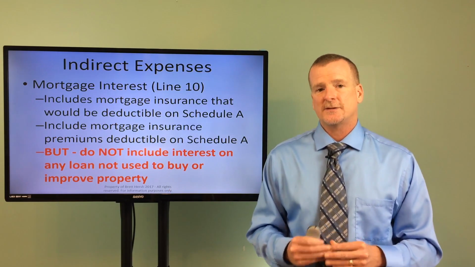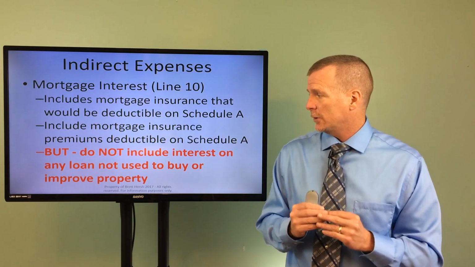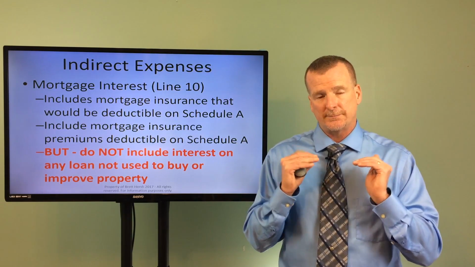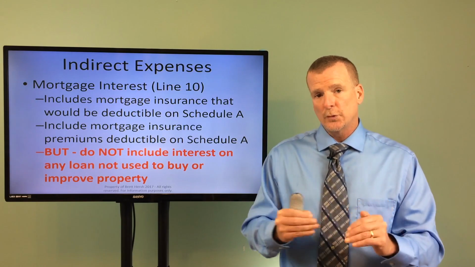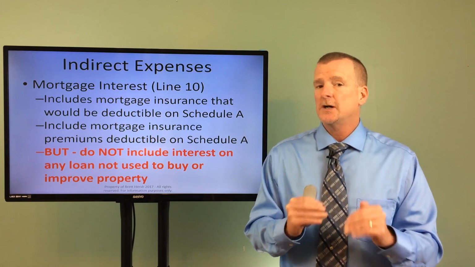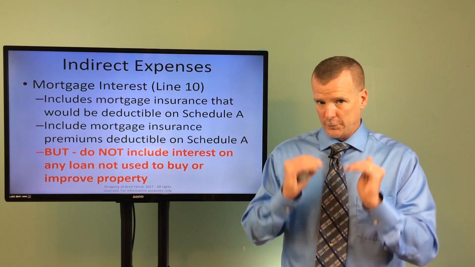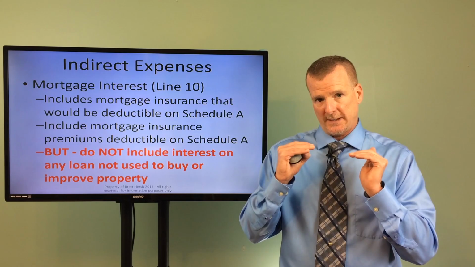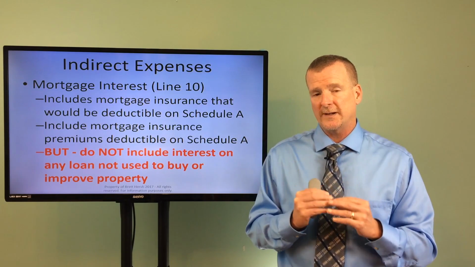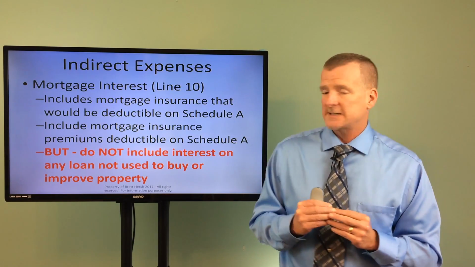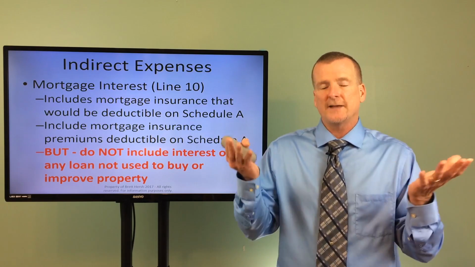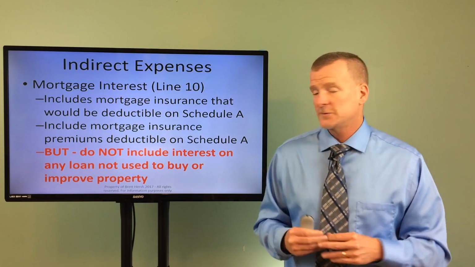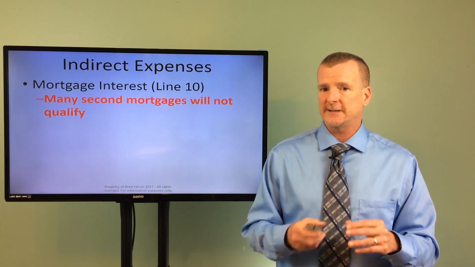Okay, but there's a big caveat to what I just told you. Do not include any interest on a loan that was not used to buy or substantially improve your property. So if it's not an original mortgage or a loan you took out to improve your property, it does not go on the 8829. Only interest you can report on your 8829 is interest that was used to basically help build the house, acquire the house, or improve the house that is used, that includes your home office. So be very careful with that.